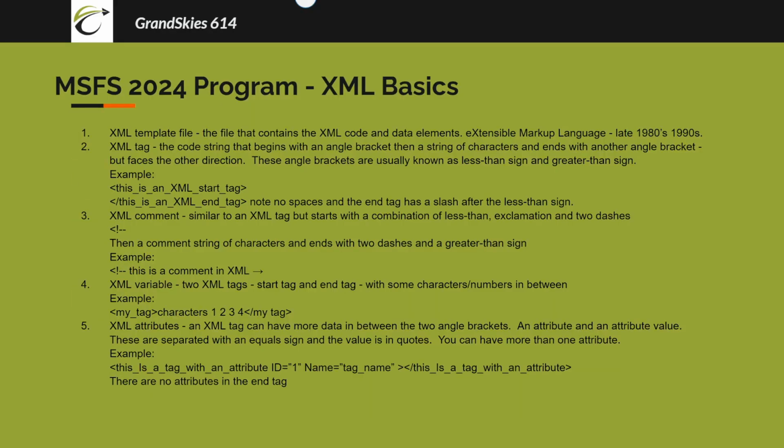Here's a summary. An XML template file ends in .xml. The tag has a start tag and an end tag. A comment is with an exclamation and 2 dashes, and then 2 dashes and an angle bracket at the end. An XML variable is in between 2 tags. An XML attribute has the attribute in between the 2 angle brackets in the start tag. And that's all you really need to know for XML.